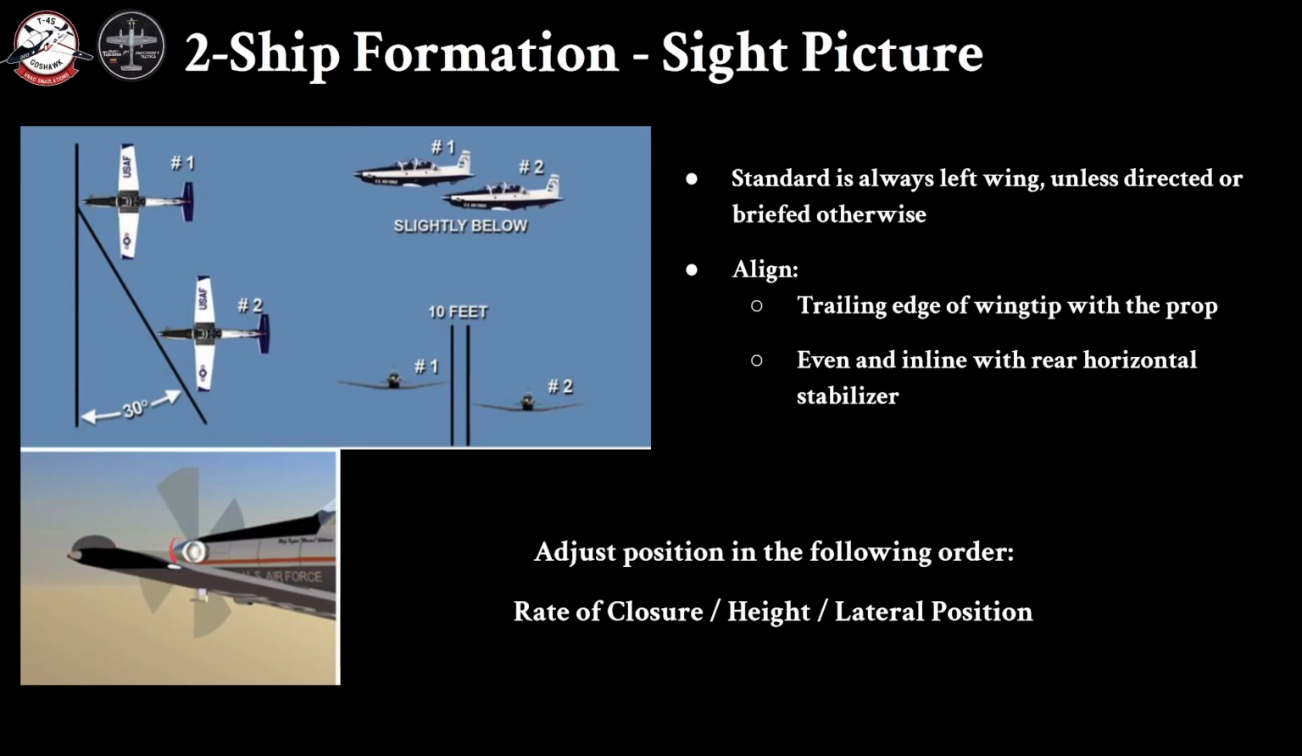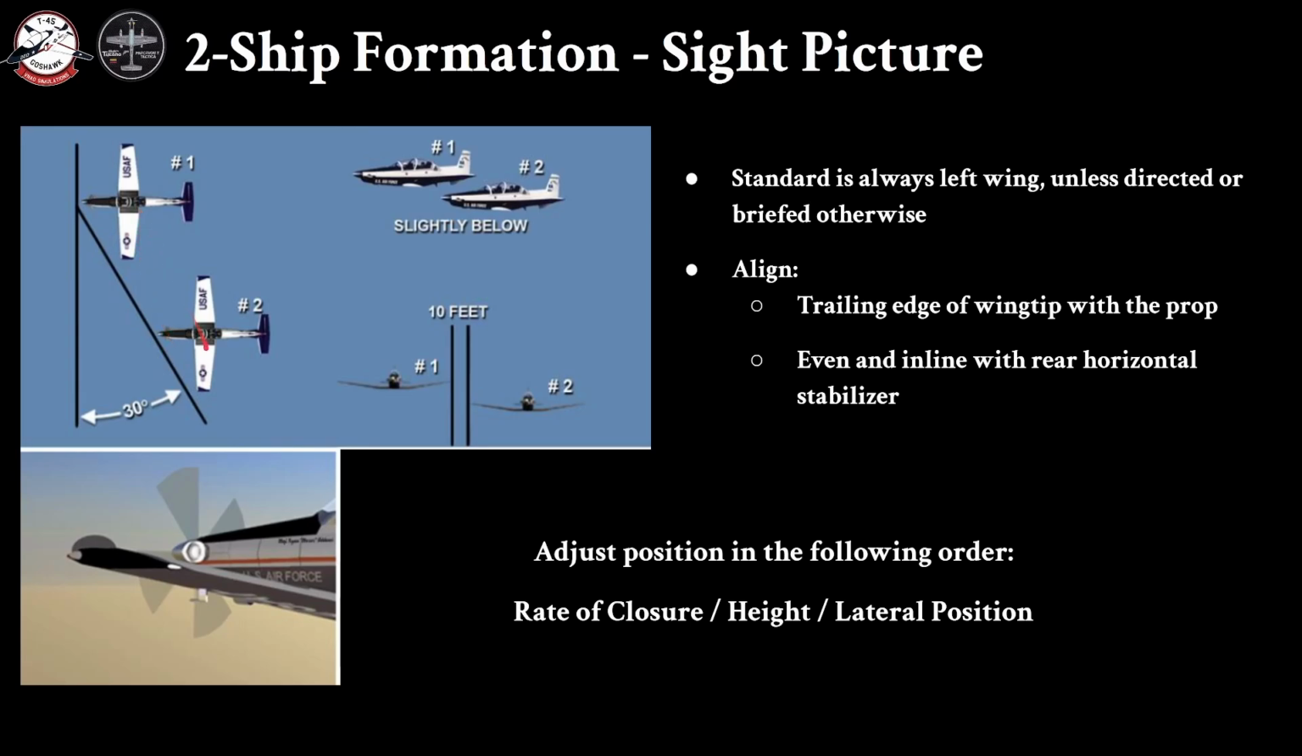Right, so you want to put the spinner of the aircraft just after the tip or near the letters. You're going to see TDCS down here on the bottom, or U.S. Air Force or whatever. You want it somewhere between that trailing edge of the wingtip and those letters there. That's going to put you in that right spot. It's going to put you just 30 degrees aft of the 3-9 line.